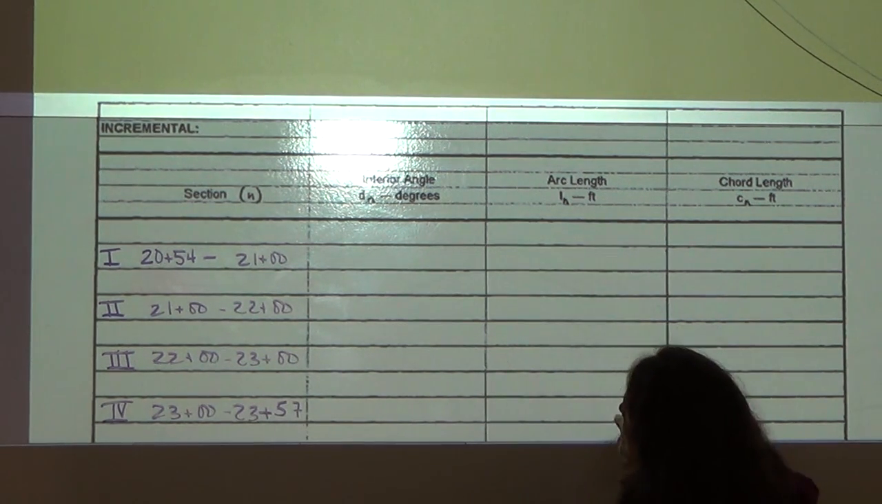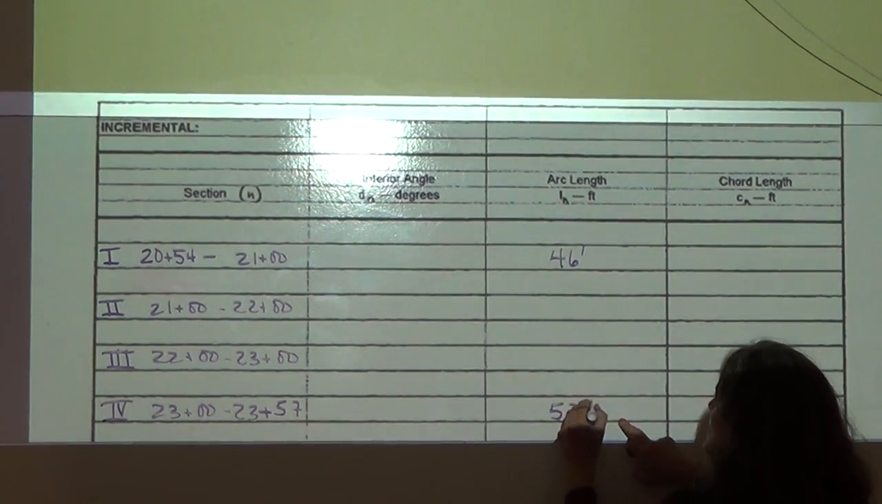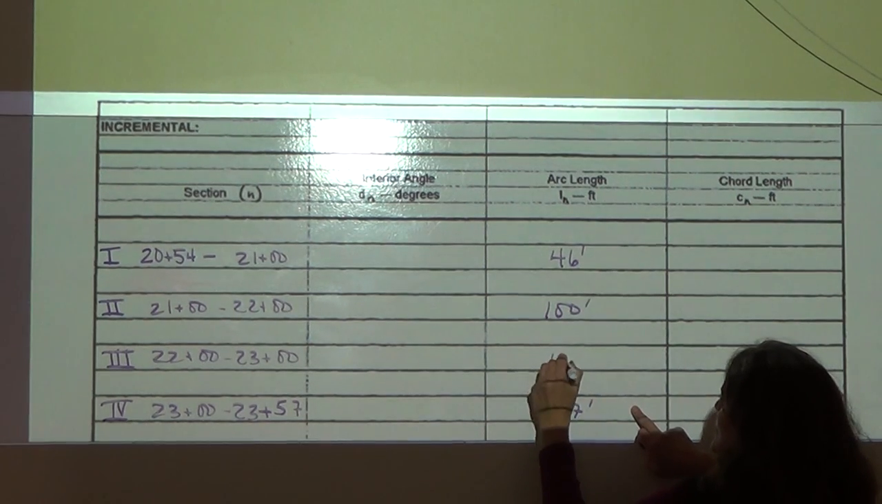So we know what the L's are. We know this is 46 feet. We know that this is 57 feet. We know this is 100 feet. We know this is 100 feet.